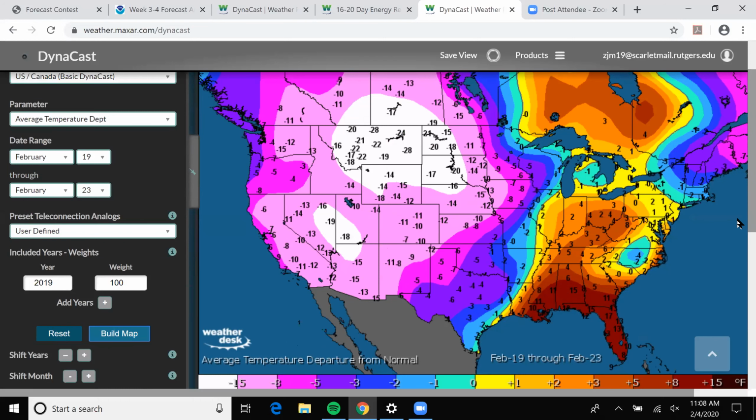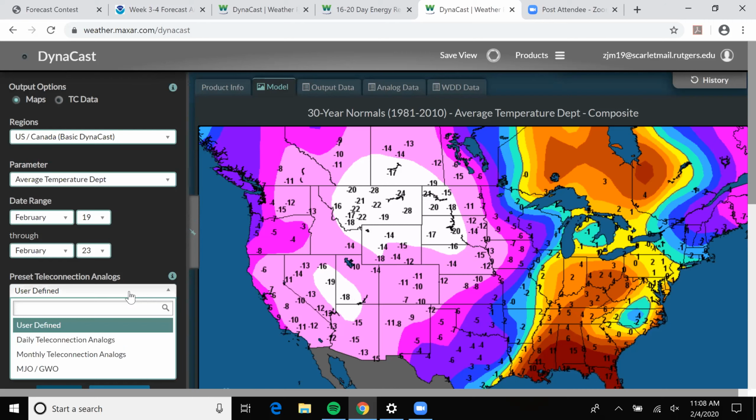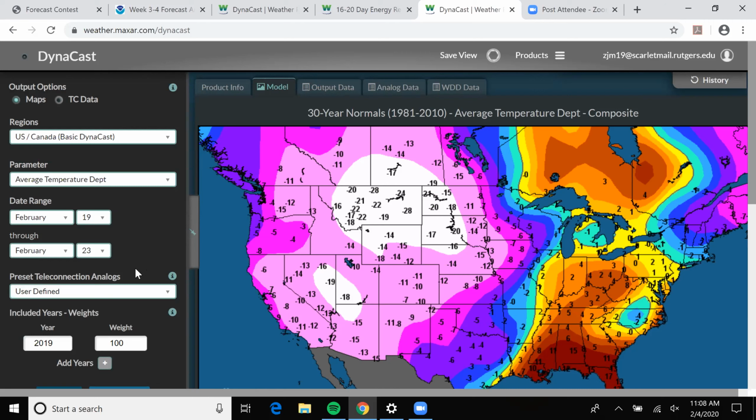So again, this tool is pretty cool in terms of adjusting date range. You can define some analogs down here, some teleconnections, MJO, things like that. So we can look at what the temperature patterns across the US looked like based on a certain analog. So that's a pretty useful tool.